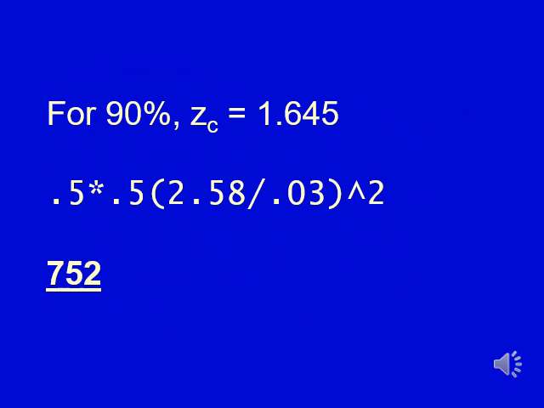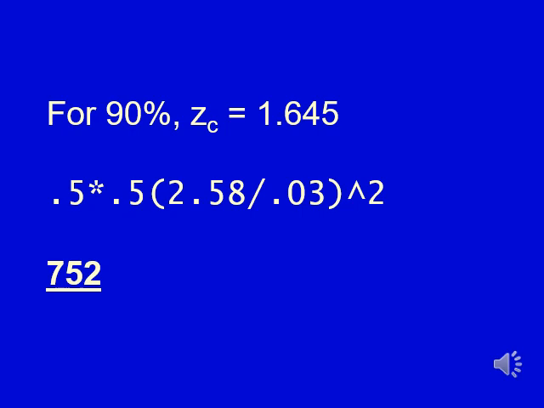This time the z-score we'll use will be 1.645. You can see the whole formula worked out there. You end up getting something like 751.6736111. Like before, we always round up, and our final answer is 752.